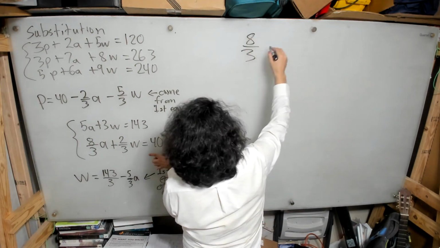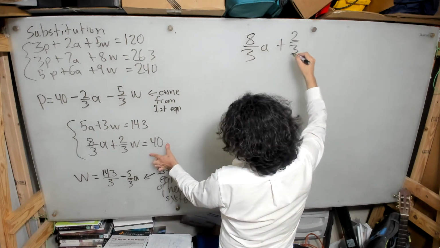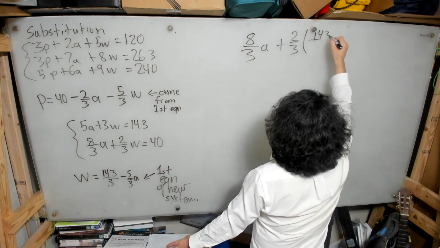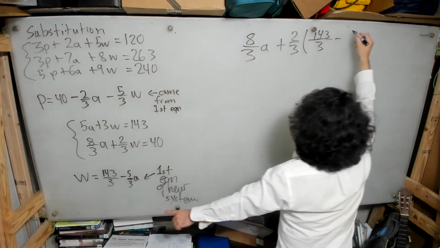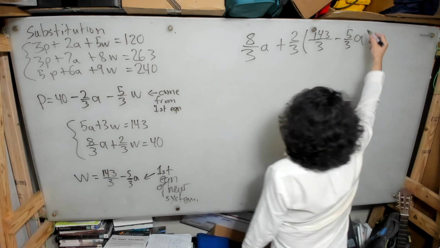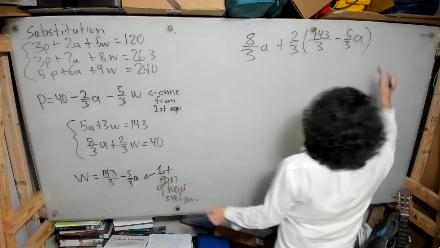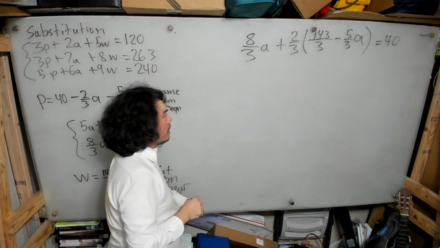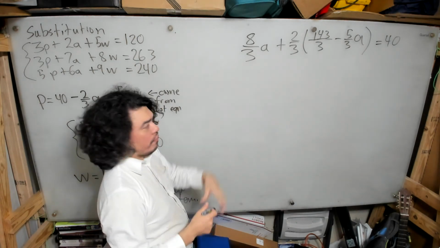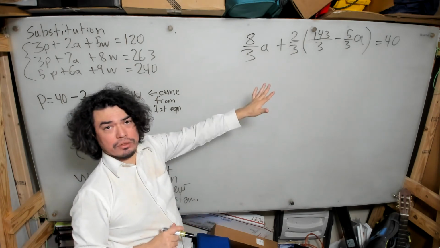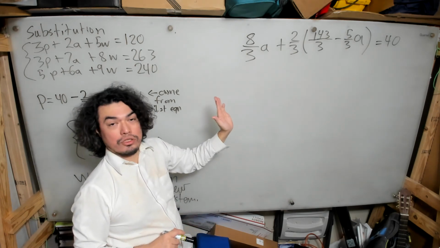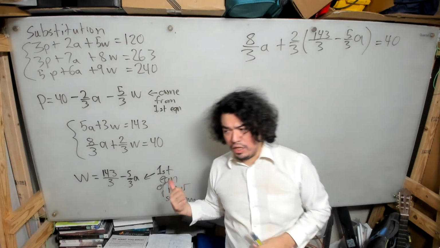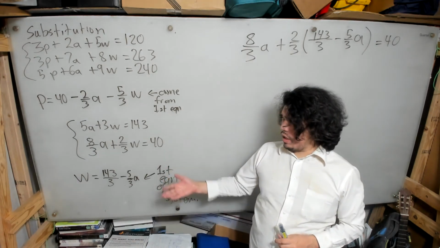8 over 3a plus 2 over 3w. Well, what is w? It's 143 over 3 minus 5/3 a. 2/3 w equals 40. Now first of all, we can observe that there's only a in this equation. There's no other variables in here. So we're actually going to get a numerical value for a, which we'll be able to use to back substitute into the rest of the equations to get a value for w and for p.